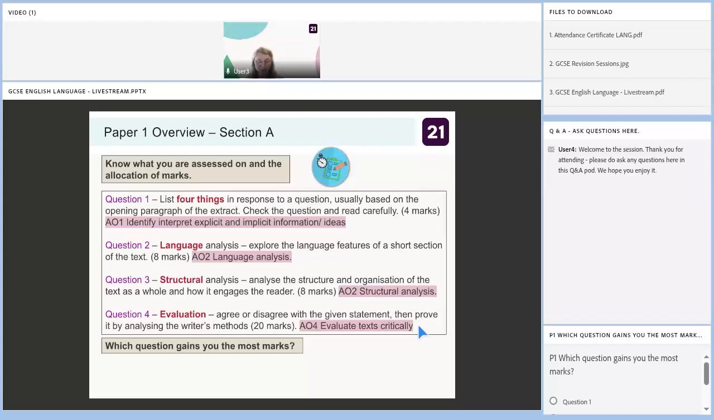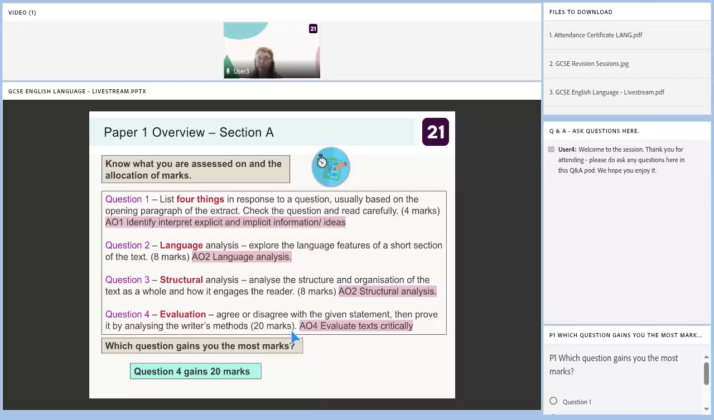So question for you, which one gains the most marks? Do vote in the poll if you've not already done so. I can see lots of correct answers coming in. So lots of you going for question 4, and that is absolutely right. Well done. Loads of you getting that one correct in the poll pod and also in the chat as well. So 20 marks for question 4.